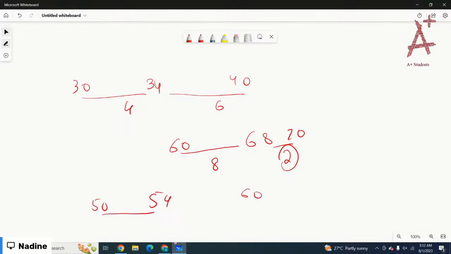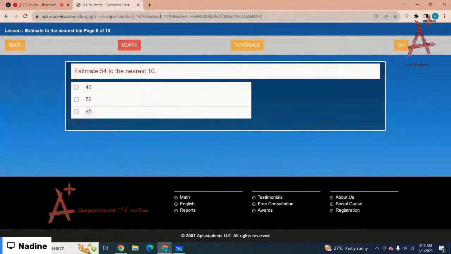So from 50 to 54 you have just 4 digits, and from 54 to 60, 6 digits away, right? That means 54 is near to 50. So the correct option is 50.